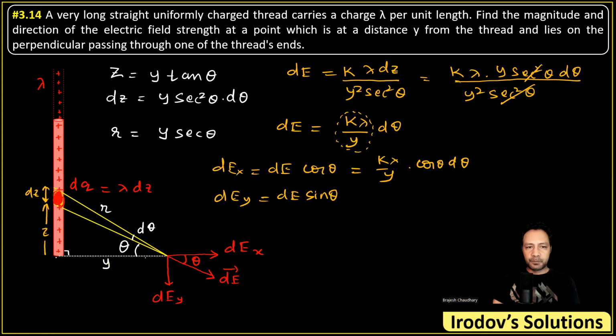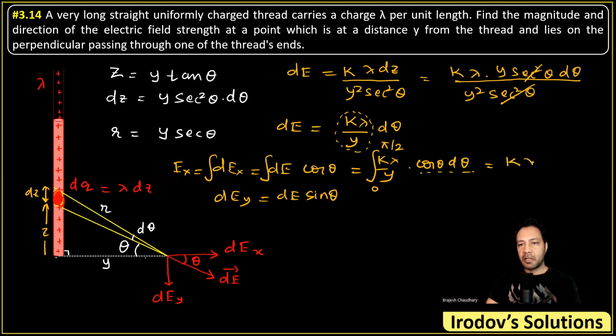And we have to integrate it from 0 to pi by 2. If I integrate it from 0 to pi by 2, I will get Ex. So Ex will be the integration of dEx, and that will be the integration of this whole thing from 0 to pi by 2. And this integration is 1. So what we'll get? We'll get k lambda by y.